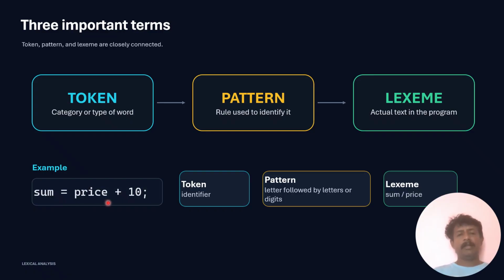One of the easiest ways to remember this: token is the name, pattern is the rule, and lexeme is the actual text. So name, rule, actual text. This will help you easily remember what a token, a pattern, and a lexeme are.